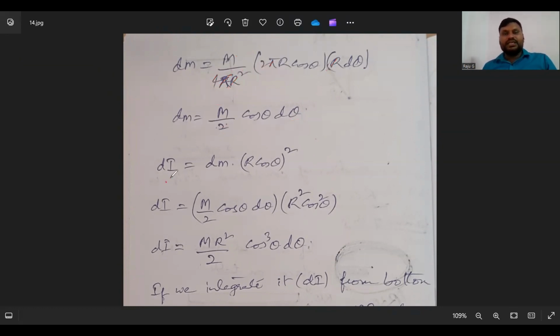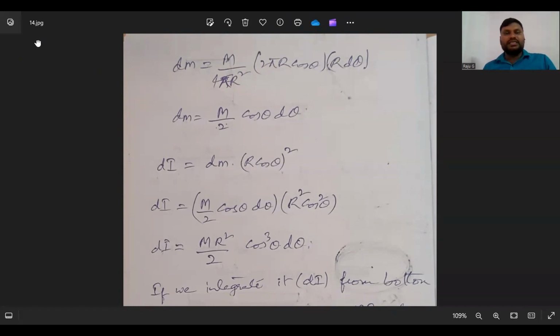Now dI is equal to dm into radius square, dm into r cos theta whole square, because it is a ring. Already we know I is equal to m r square for the ring. So the strip is also a ring whose mass is dm and whose radius is r cos theta. Therefore dI is dm into r cos theta whole square.